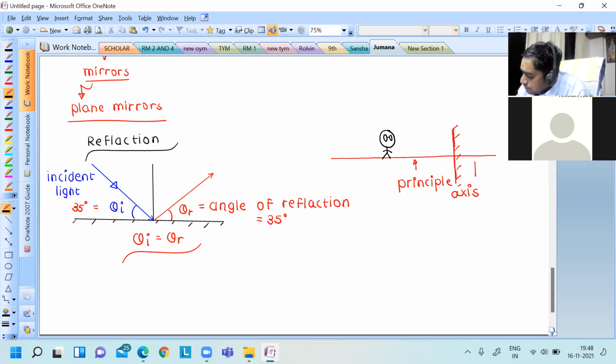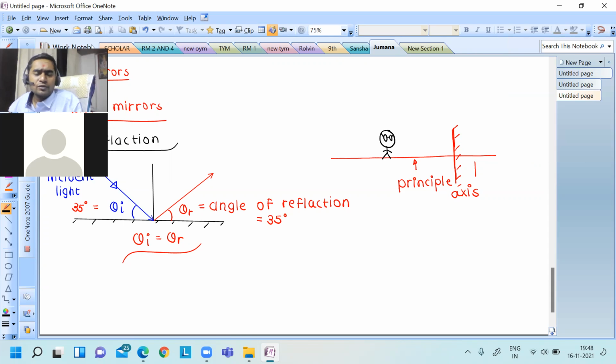What is the principal axis? Well, this is the imaginary axis, first of all, on which we are going to obtain all our objects as well as our images. Yes, it's an imaginary line, and whatever our objects and images, we can draw on this imaginary line. So that's why we call this line a principal axis.